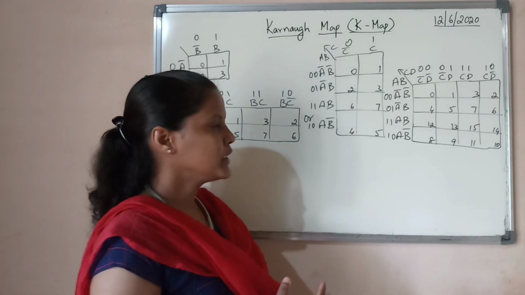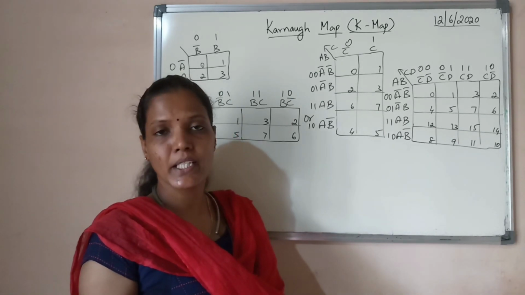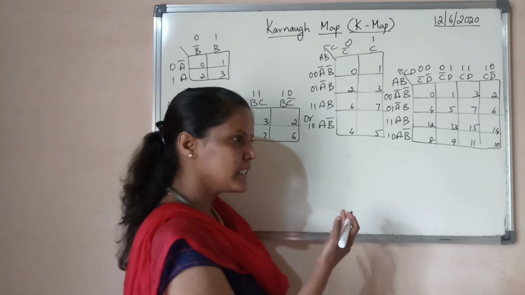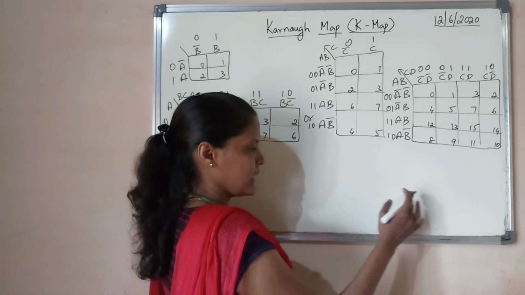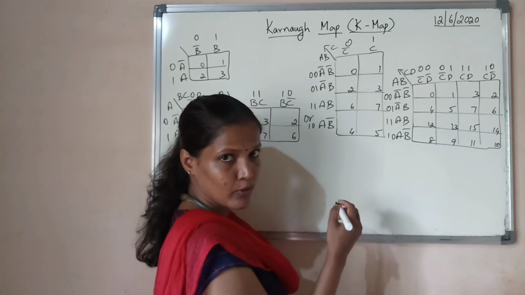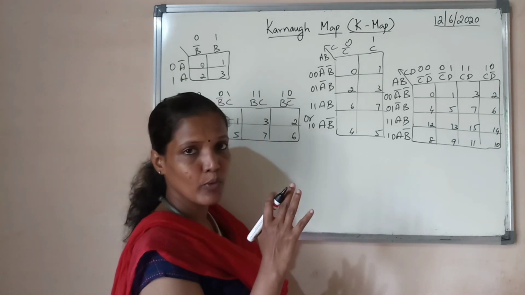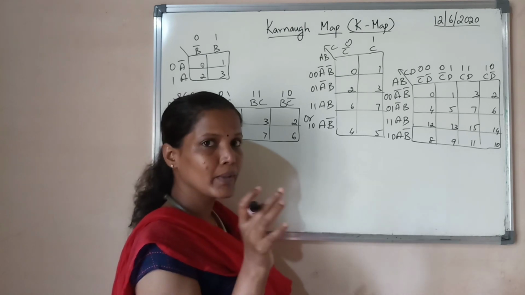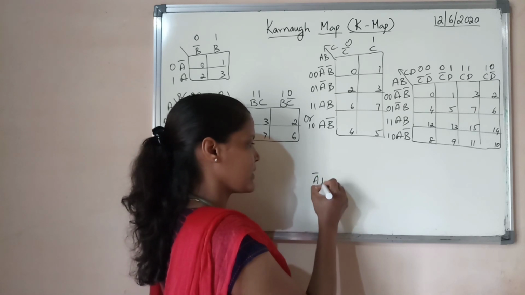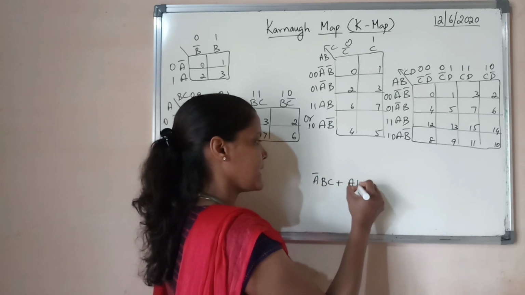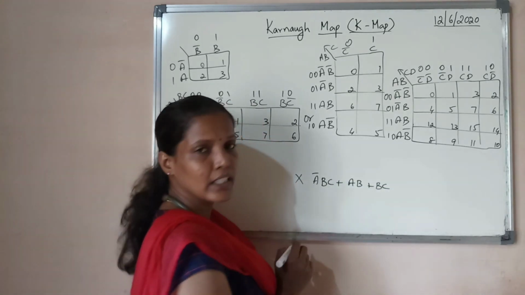Now let us try to write the min terms for each of the cells. In the last SOP and POS method, I told you if it is in the SOP form, canonical SOP, each term in the Boolean expression must contain all of the variables. If I am going to write the expression like this, A B bar C plus A B plus B C, this is not the canonical SOP.